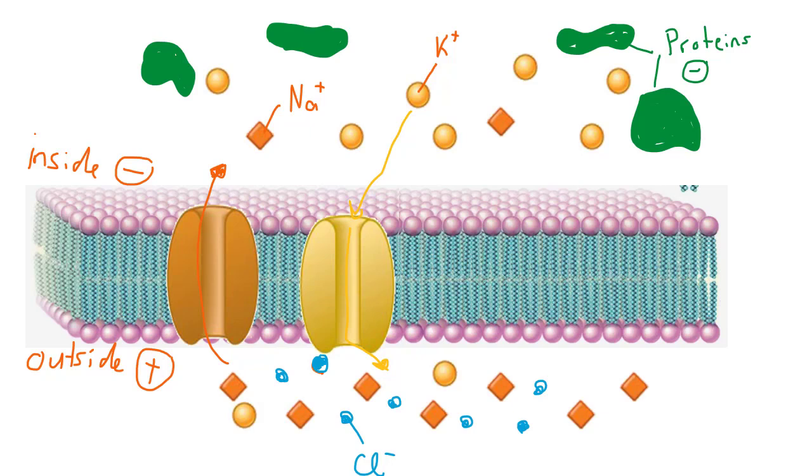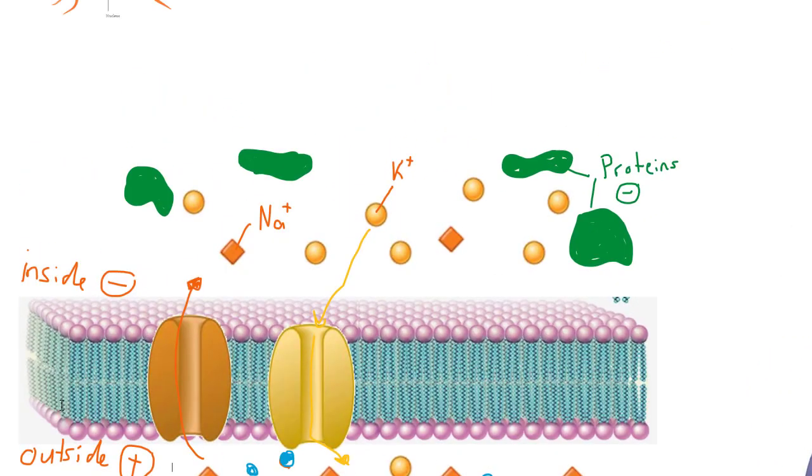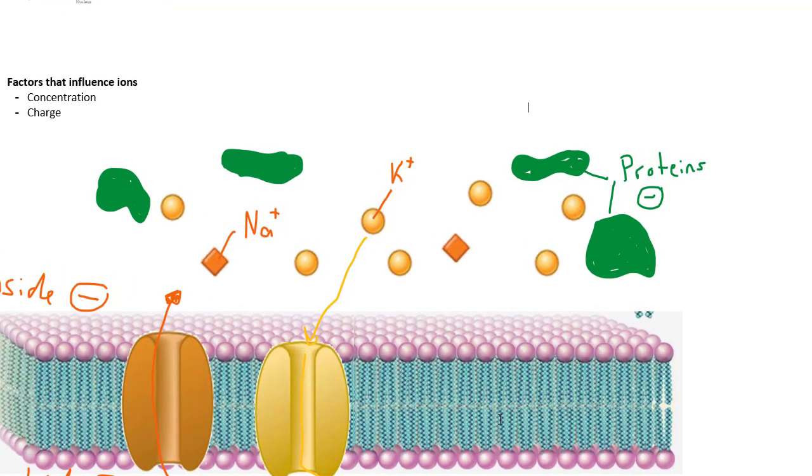Now there are two reasons why any specific chemical might want to enter or leave the cell. There are two factors that we have to consider. Factors that influence ions: one is concentration, which we already have. The more ions there are, because of diffusion, they want to move to a different location. The other one is charge. If an ion is positively charged, it obviously wants to go to an area of negative charge, and vice versa. If an ion is negatively charged, then it is much happier in a place where there is positive charge already.